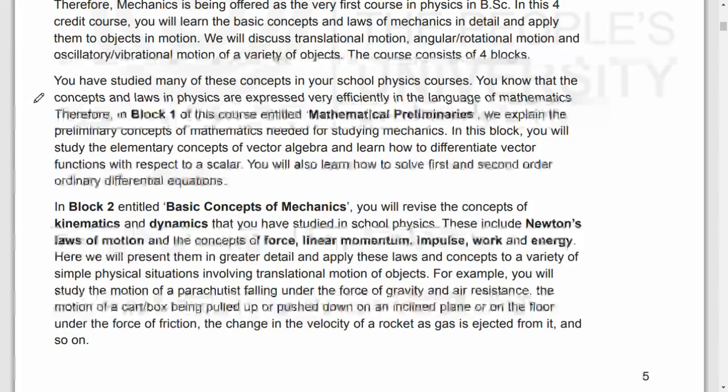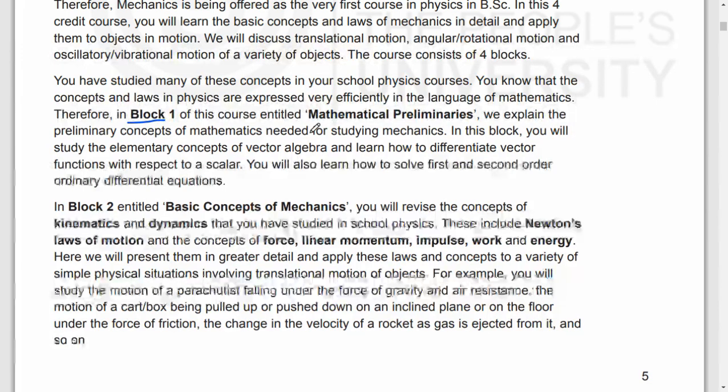You have studied many of these concepts in your school physics courses. You know that the concepts and laws in physics are expressed very efficiently in the language of mathematics. Therefore, in Block 1 of this course, entitled Mathematical Preliminaries, we explain the preliminary concepts of mathematics needed for studying mechanics. In this block, you will study the elementary concepts of vector algebra and learn how to differentiate vector functions with respect to a scalar. You will also learn how to solve first and second order ordinary differential equations.